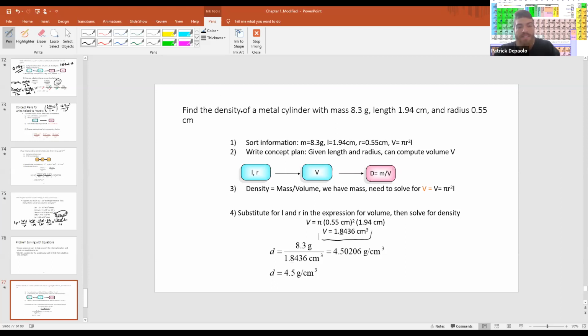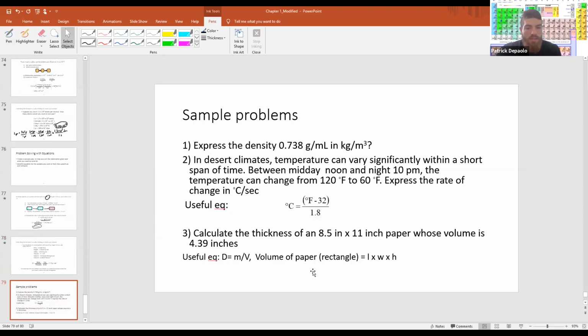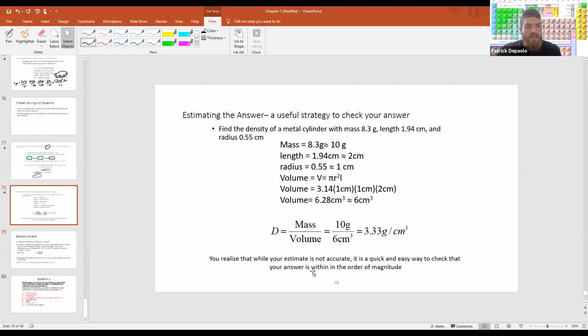Then you're looking for the density. The cylinder weighs 8.3 grams. Its volume is that. So you just divide the two, and you get the grams per centimeter cubed. All of these are measured numbers. Since the measured numbers have 2 sig figs, 3 sig figs, and 2 sig figs, and all we're doing is multiplying and dividing, our answer has to be in 2 sig figs, like that. Okay, so that's it.